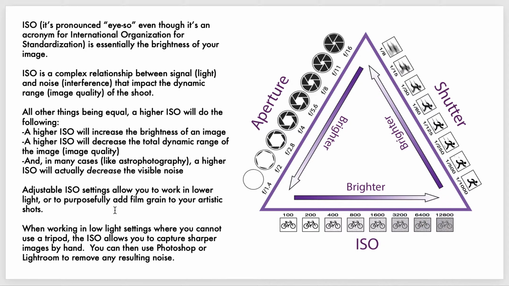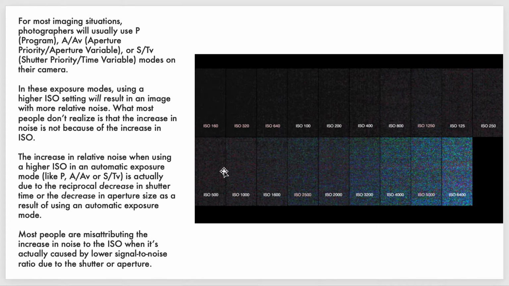When working in low light settings where you cannot use a tripod, the ISO allows you to capture sharper images by hand, or brighter images by hand. And then you can use Photoshop and Lightroom to remove most of the noise. Okay, so here's an example.